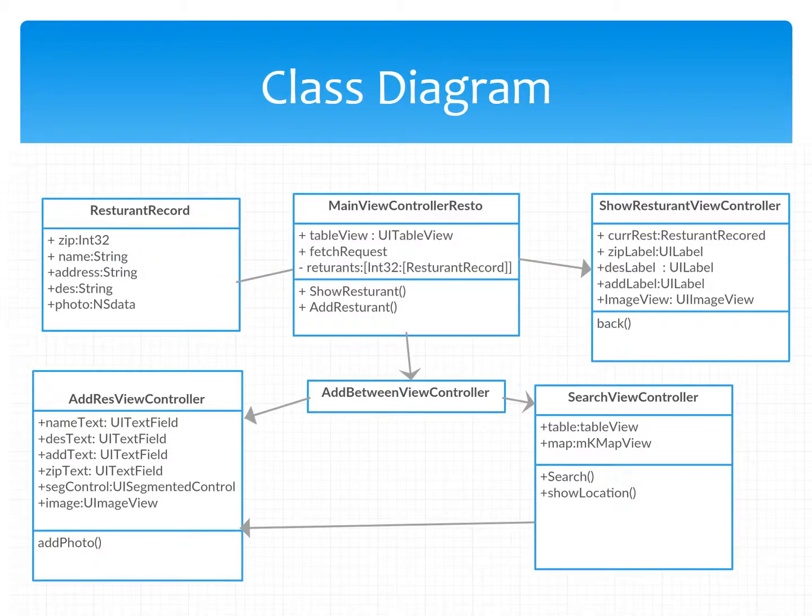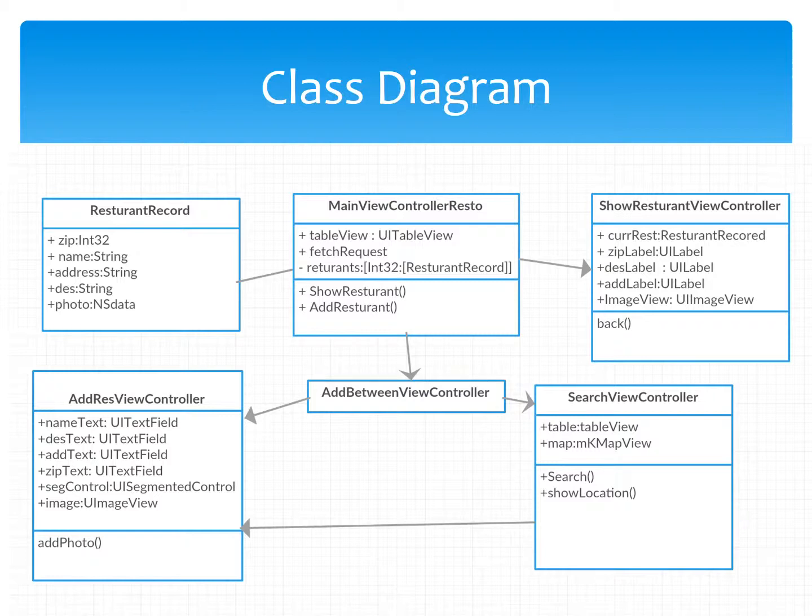This is a class diagram for this app. The first thing we have is the restaurant record, which is what it is, restaurant record. You have the zip code, which is also the key in our dictionary, I'll explain later. It's an integer 32. We got the name, which is a string, address string, description, which is a string, and the photo, which is NSData.